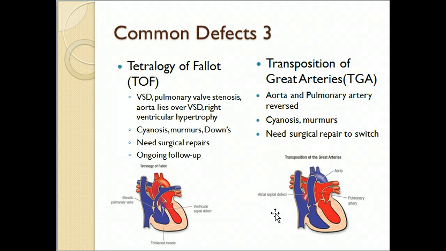Another interesting defect, transposition of the great arteries, and this is the defect that is associated with the Accutane. So you can see it's a very serious defect, and you wonder, how can a child even live if they have this? So the aorta and pulmonary artery are reversed, and so it obviously leads to cyanosis and murmurs. So you are having oxygenated blood where there should be deoxygenated blood, and vice versa. So they need a surgical repair to switch, and that's basically what they do. They do a big switcheroo on the aorta and the pulmonary artery.